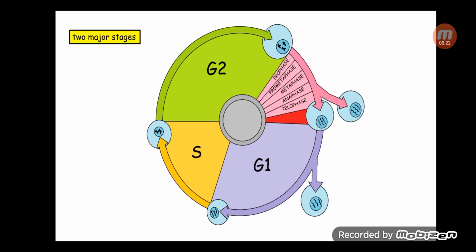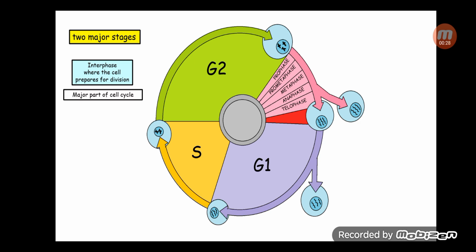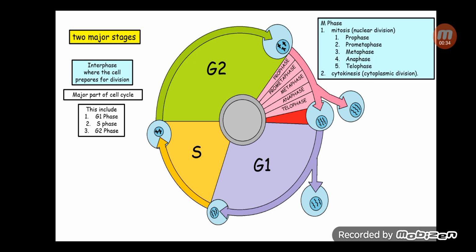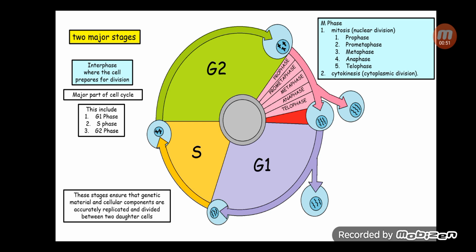Cell cycle is composed of two major stages. The first one is interphase, where the cell prepares itself for cell division. It is a major part of cell cycle and includes G1 phase, S phase, and G2 phase. The other stage of cell cycle is M phase that includes mitosis and cytokinesis. Mitosis is nuclear division and cytokinesis is cytoplasmic division. Mitosis is further divided into prophase, prometaphase, metaphase, anaphase, and telophase.